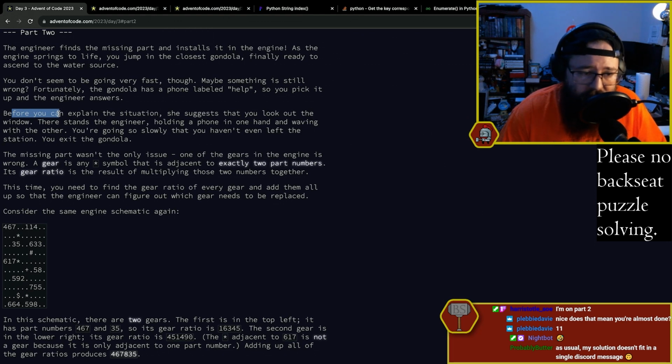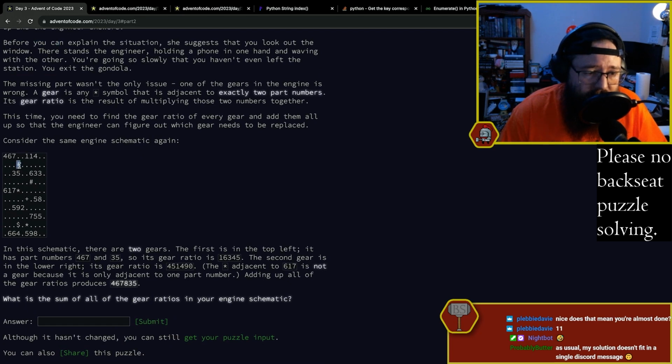One of the gears in the engine is wrong. A gear is any asterisk that is adjacent to exactly 2 part numbers. Gear ratio is the result of multiplying those numbers. This time you need to find the gear ratio of every gear and add them all up. Okay, now we need to look at the asterisks that are next to 2 part numbers.